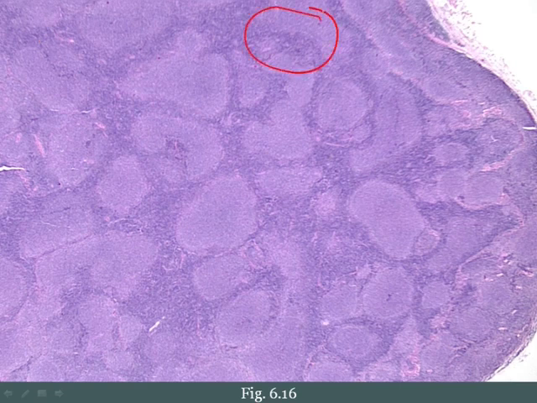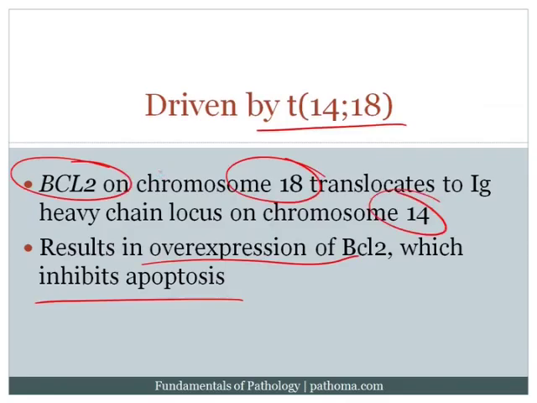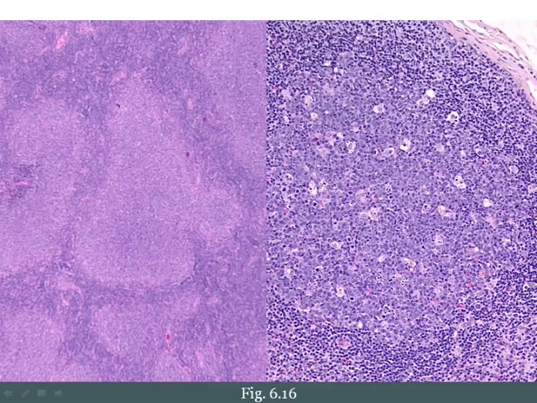follicles, but all of the follicles would be present in the cortex where the follicles normally live. The fact that these follicles are destroying the lymph node and going deep into the lymph node is an indication that we may be dealing with a follicular lymphoma. The second important feature concerning the distinction between hyperplasia and lymphoma is a lack of tingible body macrophages in the germinal center. This image here is meant to highlight that.